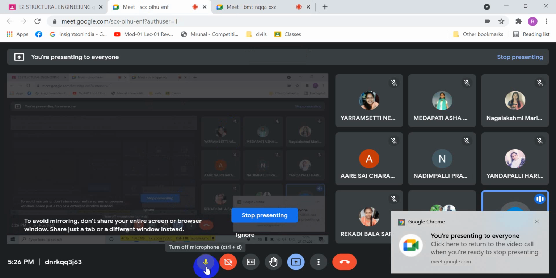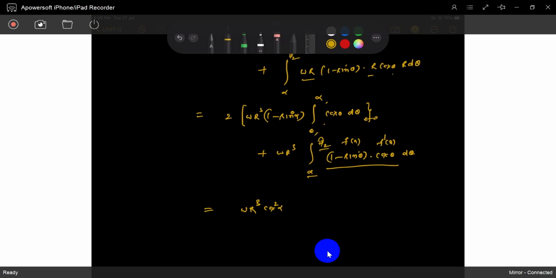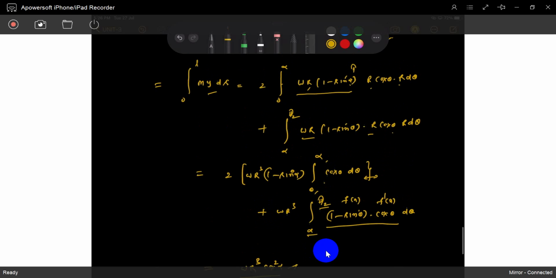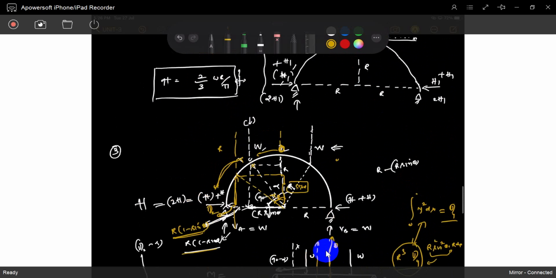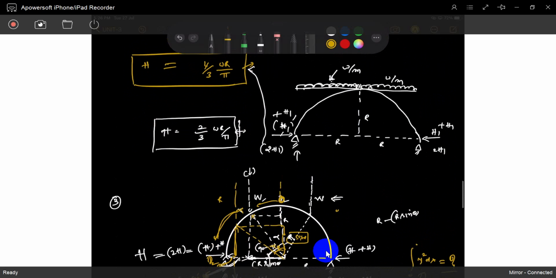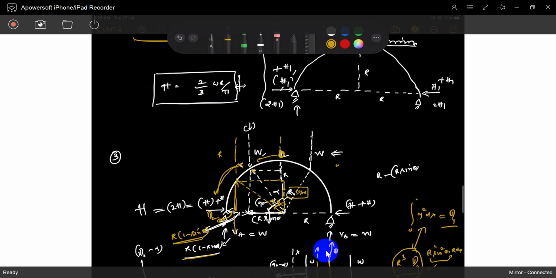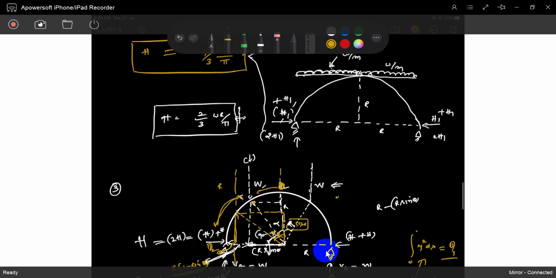See, the value is w r cube cos square alpha, because alpha is fixed at some value. So the top you already know it. Bottom you already know it now. Sorry, what value will you get for the bottom?